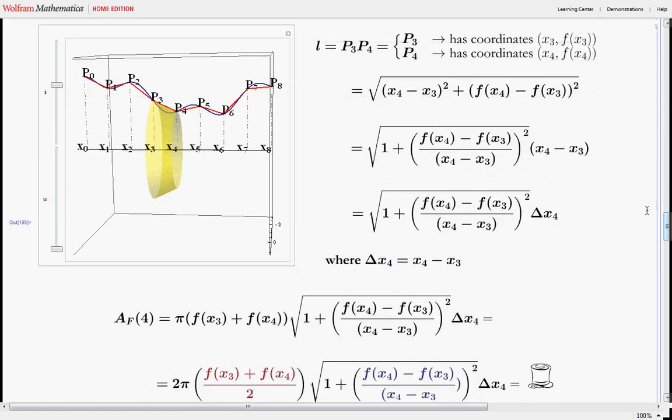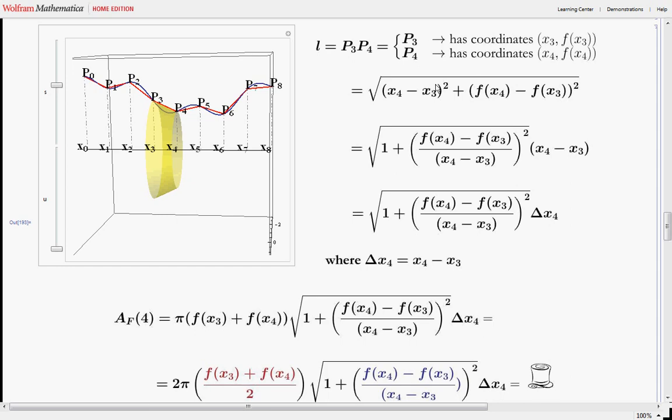The slant height L is the distance between the points P3 and P4, and we do know the coordinates of those points. Hence, we can use the formula for the distance between two points whose coordinates are known. That distance is equal to the square root of the sum of squares of differences of the points' x coordinates and points' y coordinates.